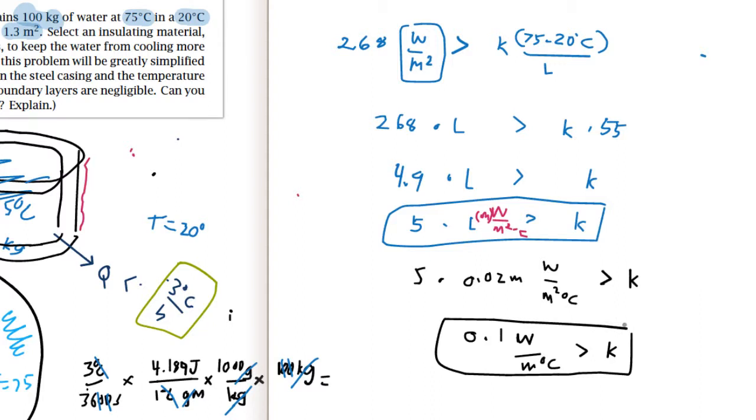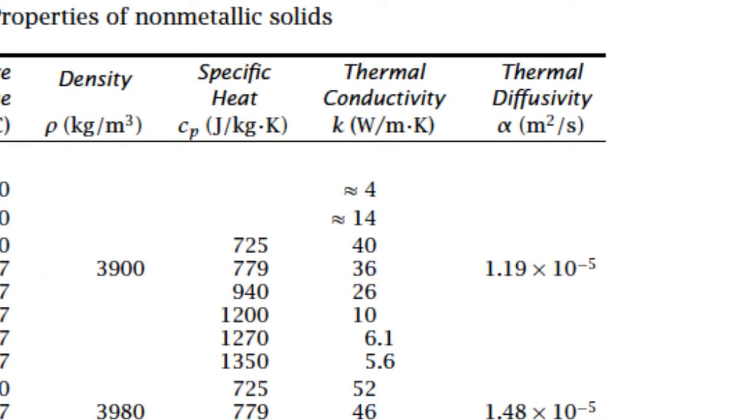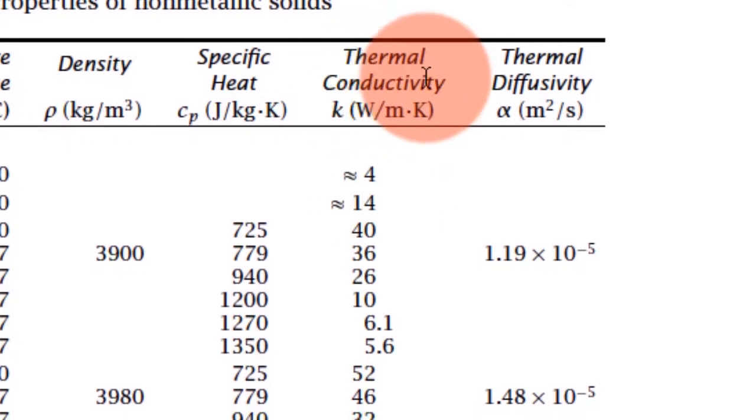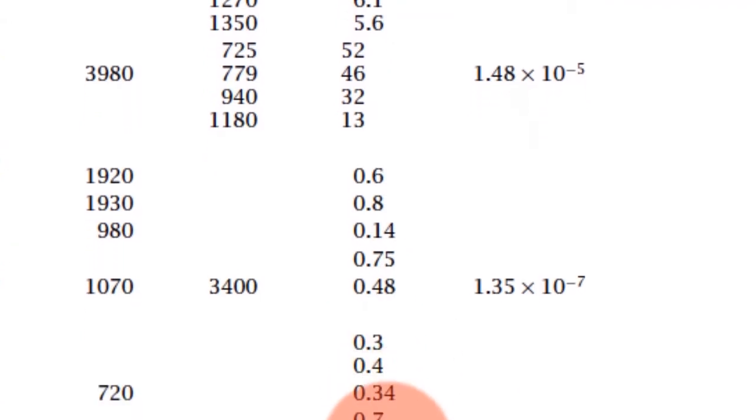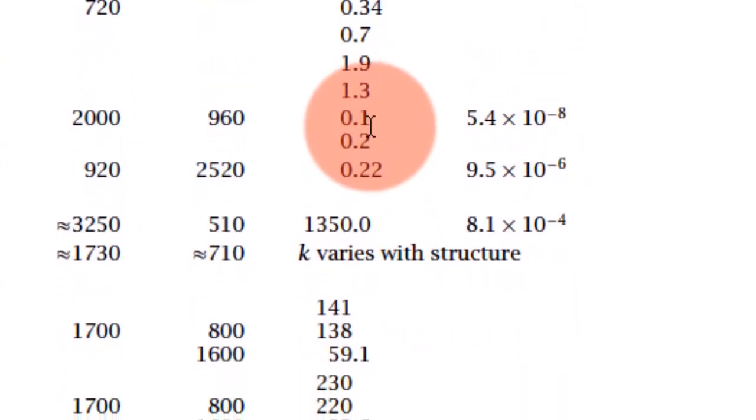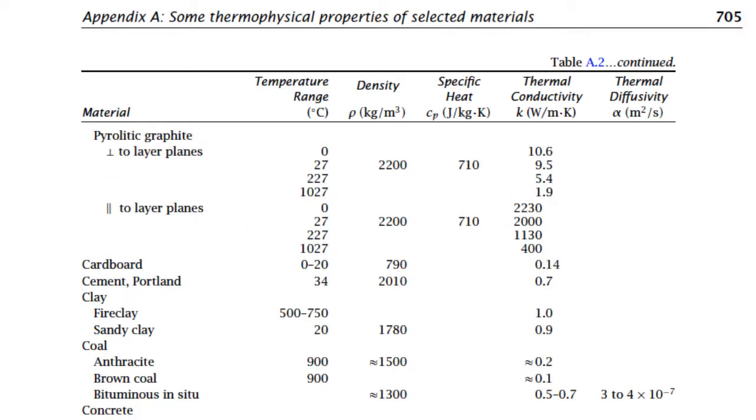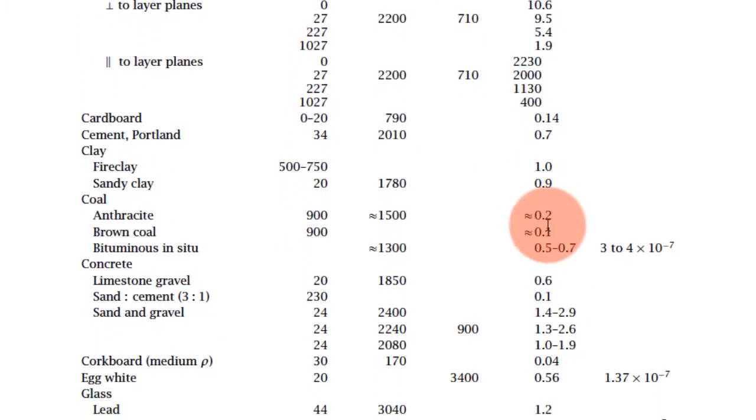Now, I'm going to go to our textbook to see what kind of options I have for K when L is 0.02 meters. Okay, this is from your Appendix A. And what I want to point out is this column right here, which is thermal conductivity. Looking at the values right here, there aren't a lot of materials, at least in this particular list, with a K value that's less than 0.1. In fact, there are none here. Then how about this list? Let's go over here. We don't see any.